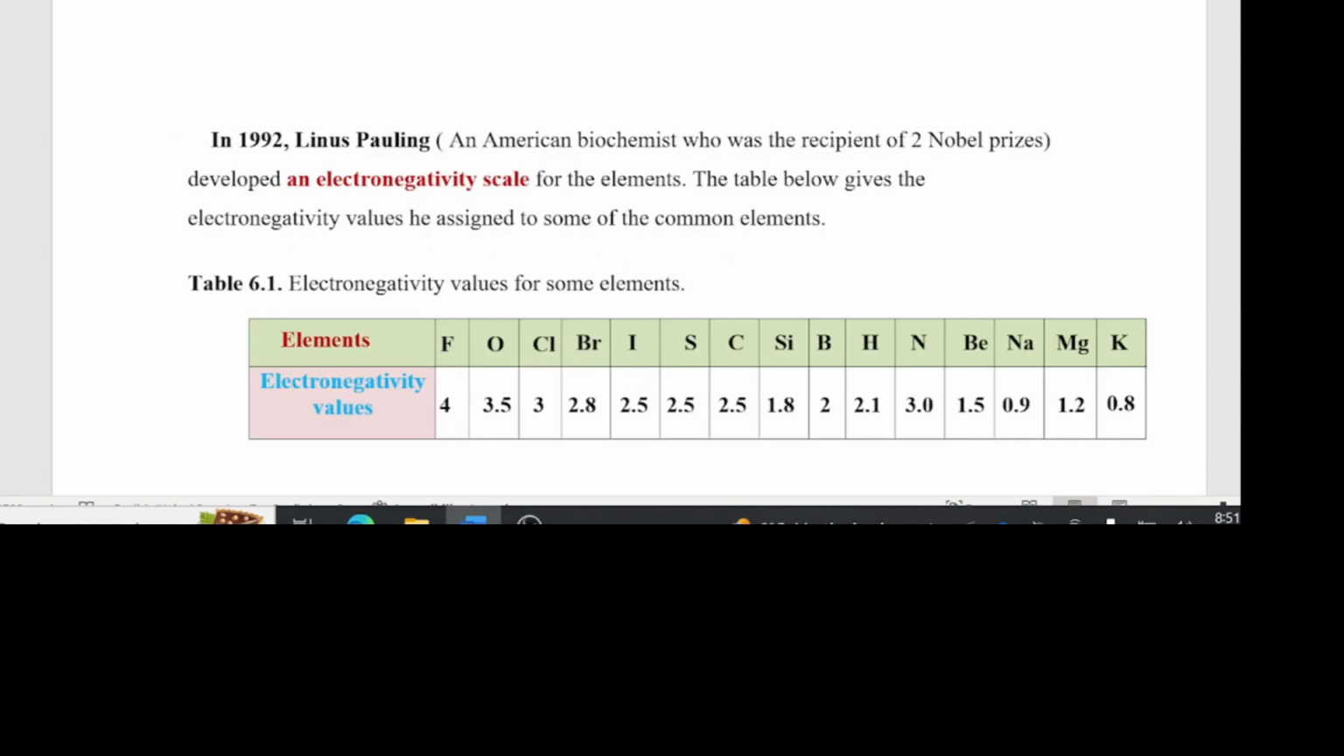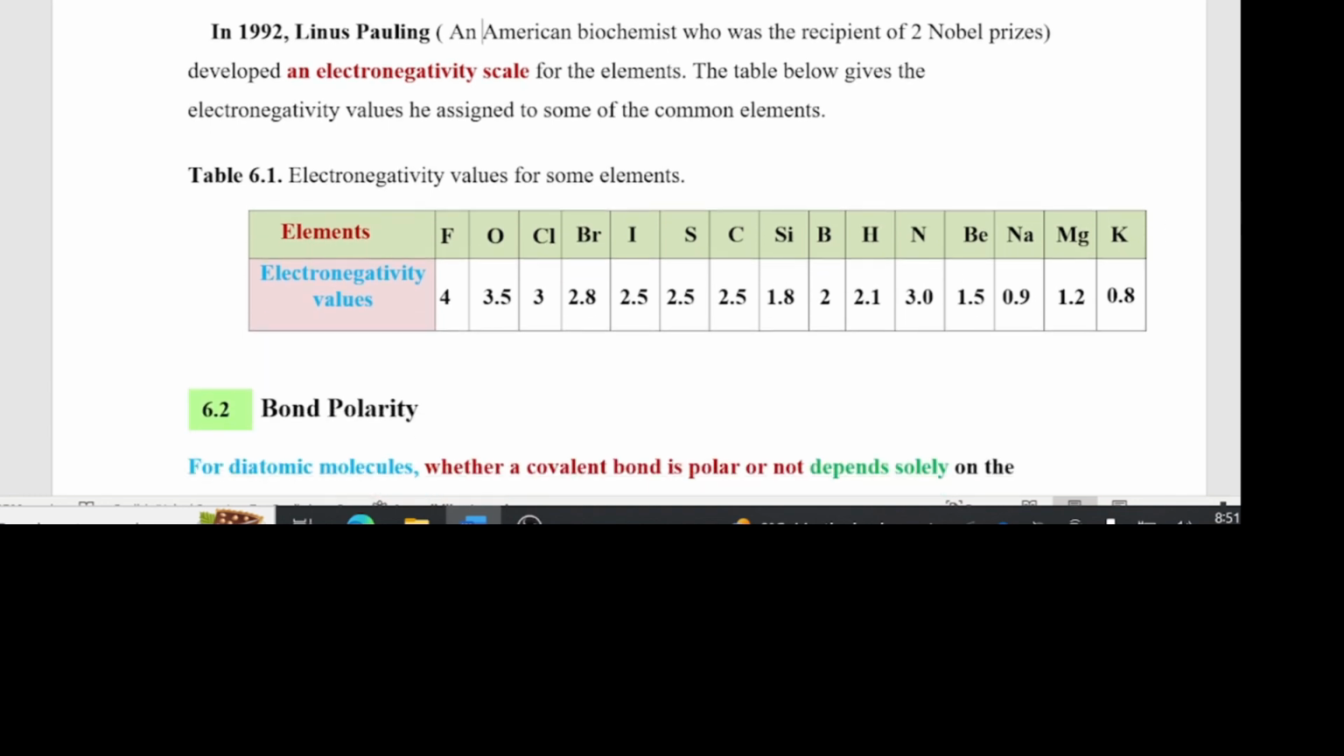In 1932, Linus Pauling, an American biochemist who was the recipient of 2 Nobel Prizes, developed an electronegativity scale for the elements. The table below gives the electronegativity values he assigned to some of the common elements, so we use this as the basis for our lessons. All the elements in the periodic table, each one of them has been assigned an electronegativity value.